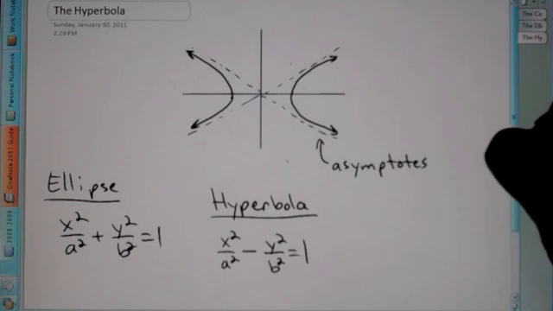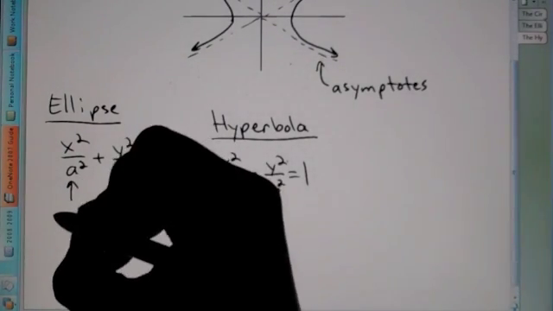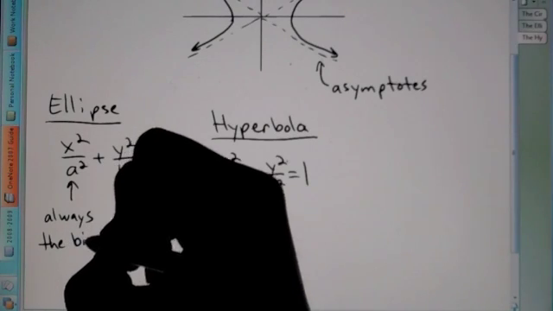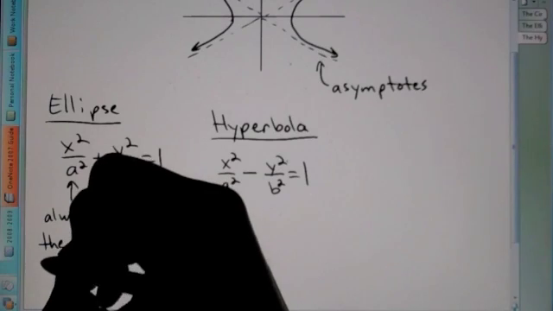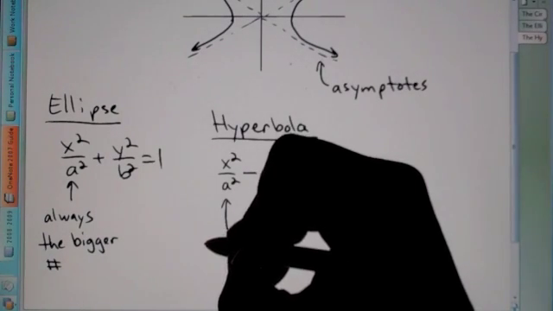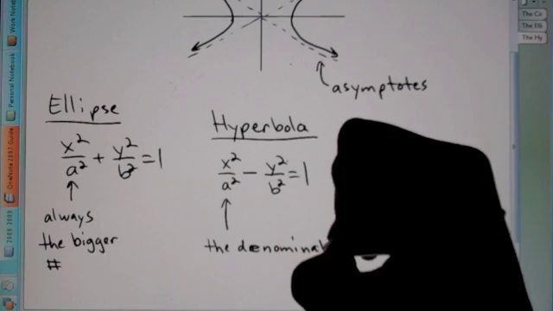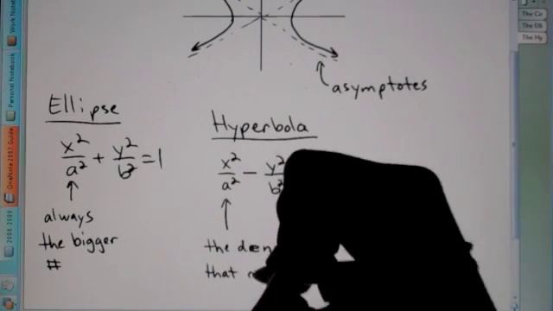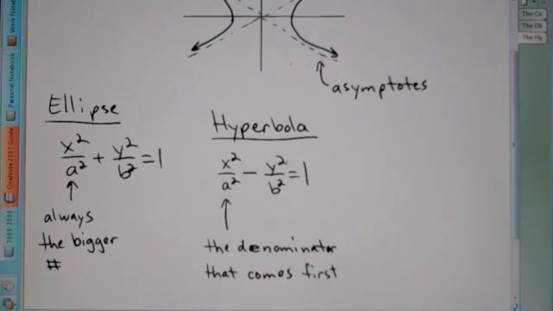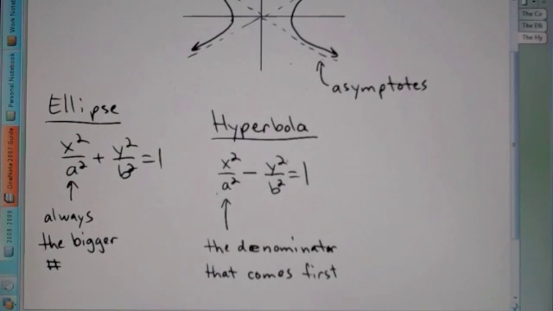Now, another key difference between the hyperbola and the ellipse is that for the ellipse we said a is always the bigger number. That's for the ellipse, but for a hyperbola, a doesn't have to be larger. It's basically the denominator that comes first. That's the easy way of explaining it. It's the denominator that comes first when we are given this formula. Okay, the one that's not connected to the negative. It's the one that has the positive numbers in front.